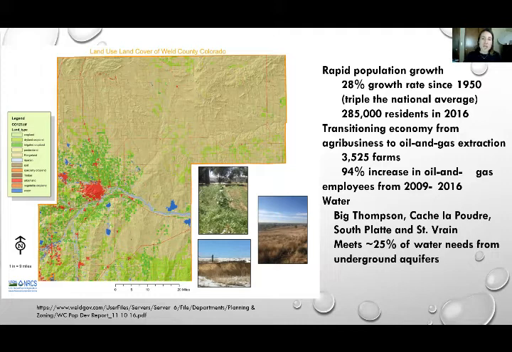And Weld County relies on a variety of water sources: the Big Thompson, the Poudre River, the South Platte, and St. Vrain all supply water for Weld County. But 25% of their water needs are met from underground aquifers. And so when you're thinking about spills of produced water, it's important to ask questions about how this spill is affecting groundwater, because a lot of that groundwater could be going to the public.